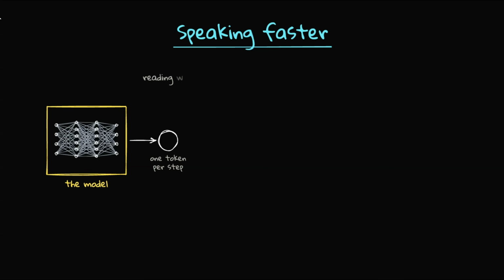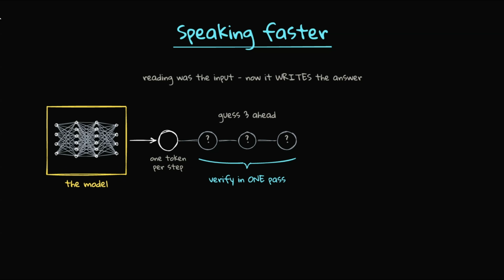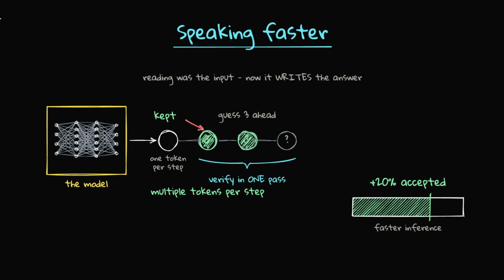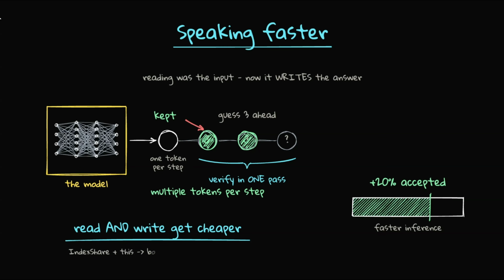Okay, so that was the cost of reading a long context, but what about the speed of writing the answer? GLM 5.2 uses multi-token prediction, which is kind of becoming a standard, where it guesses several tokens ahead and then verifies all of them in a single pass. When those guesses are good, it keeps them, so it gets multiple tokens for the price of one step. They improved this enough to raise the acceptance rate by about 20%, which directly shows up in the speedup of inference. So between the indexer and this, both reading and writing at long context get a lot cheaper at the same time.